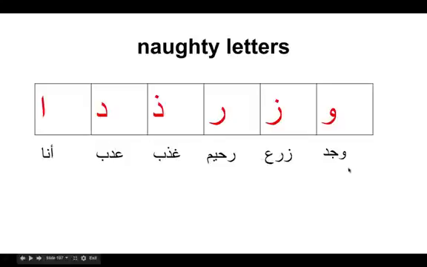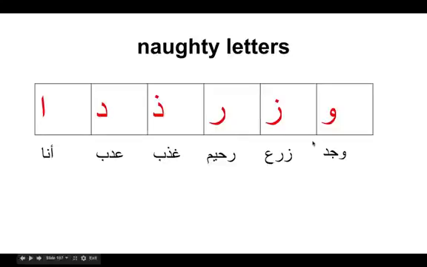If you see here, for example, you see a Waw, it doesn't attach to anything. It is written separately. Wajada, Zara'a. But if you see here, Ha, Ya, Mim, they all join together. But when Ra comes, it stops. Rahim, Ghadab, Dal is not attached to Ba, it is written separately. So those are called naughty letters, which you need to remember.